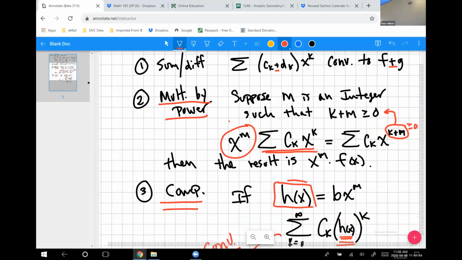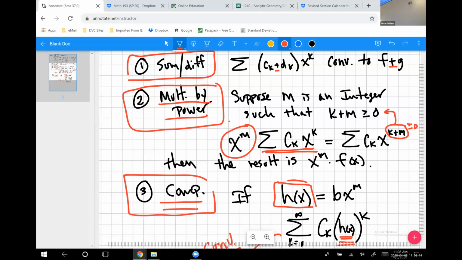And of course, you can add or subtract, take a sum or difference of power series. So the combining power series says we can do three things. You can add or subtract power series. You can multiply a power series by a power, just x to a power. And you can take a composition of a power function into a power series where you just plug it in to the power series, and that you still get convergence when you do these three things. That's the manipulative things that we can do.